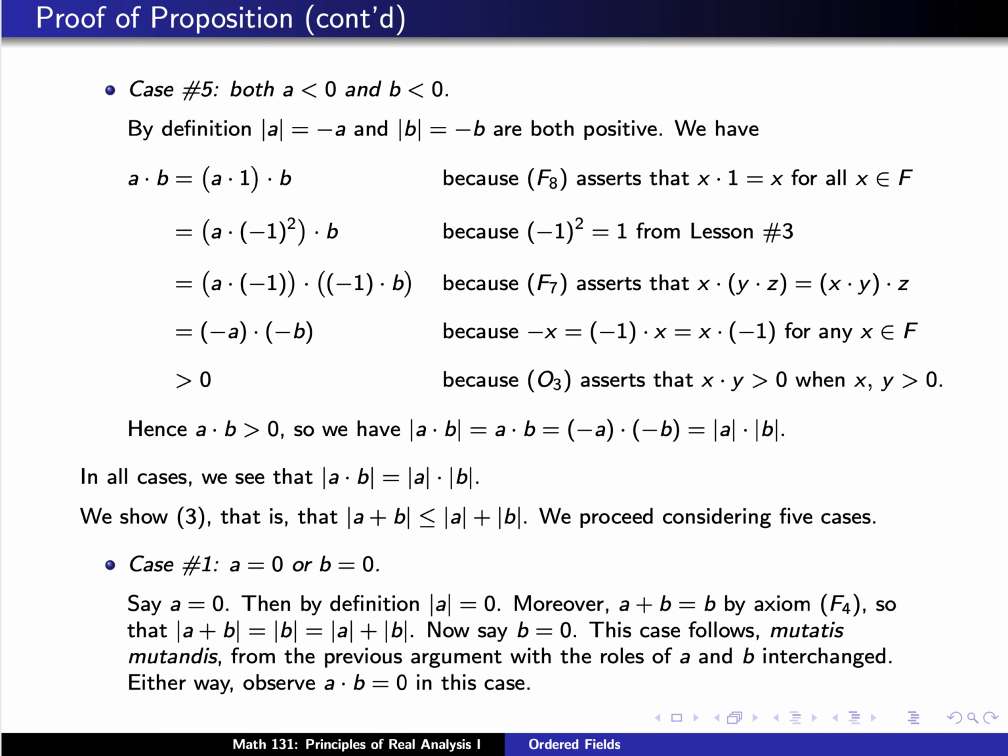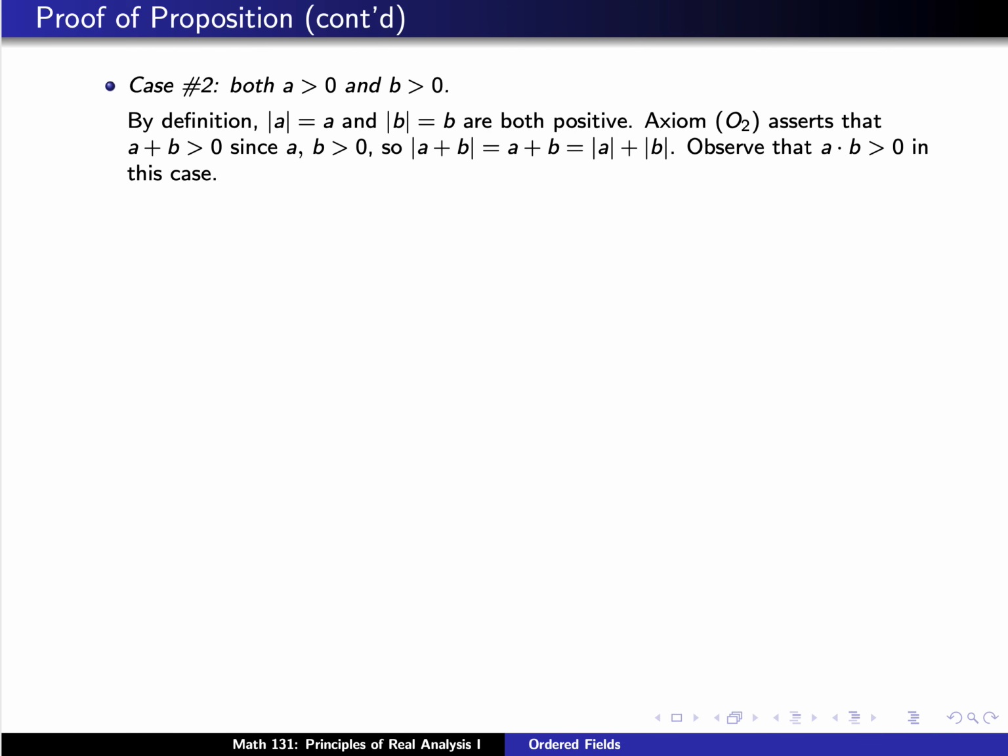Let's first say that either a is 0 or b is 0. In this case, a plus b is equal to b, and so it's a matter of just simply showing that the absolute value of a plus b is equal to the absolute value of b, or absolute value of a, which is equal to the absolute value of a plus the absolute value of b. Let's consider case number 2, where both a and b are positive. In this case, the absolute value of a plus b is equal to a plus b. Remember before that if a and b are positive, then the sum is also positive. So this is equal to the absolute value of a plus the absolute value of b. Notice that a and b have the same sign in this case.